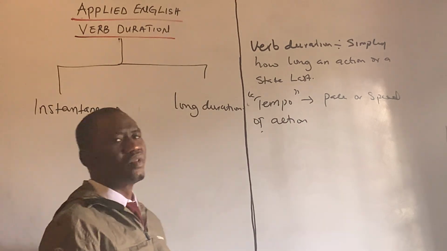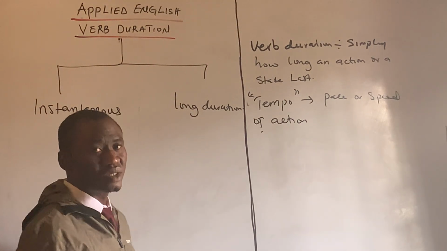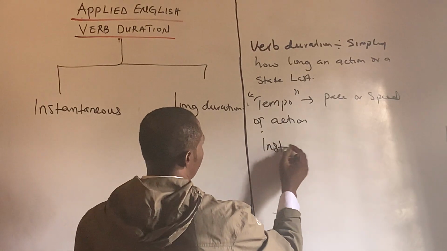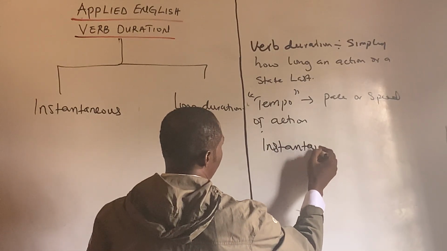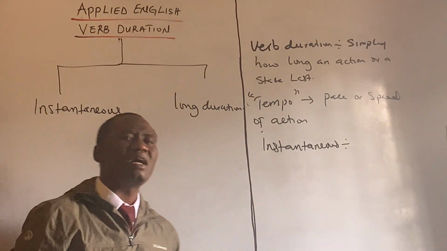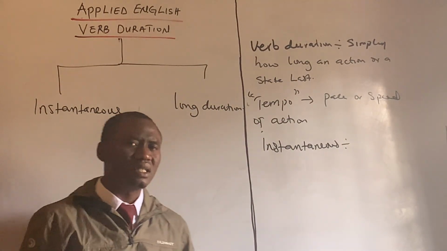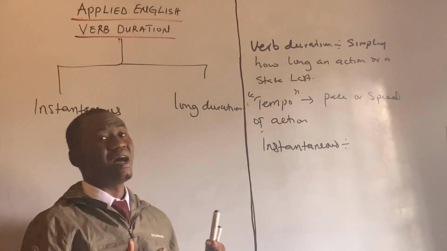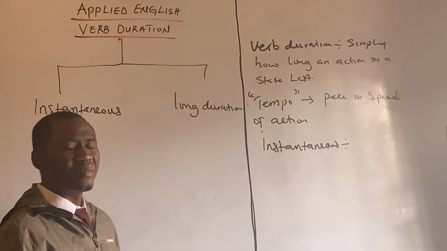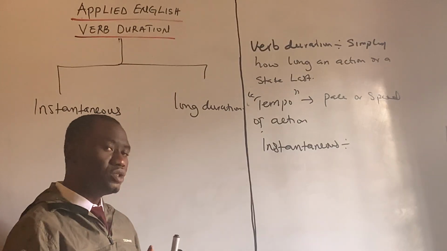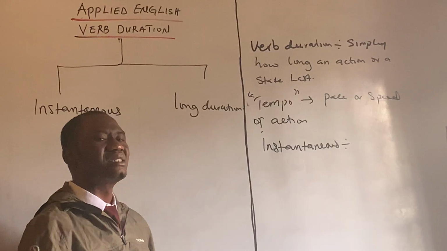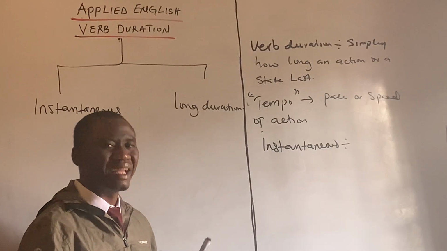What's the meaning of instantaneous verb? Instantaneous verbs are verbs that usually occur at an instant, or verbs that are executed at an instant.